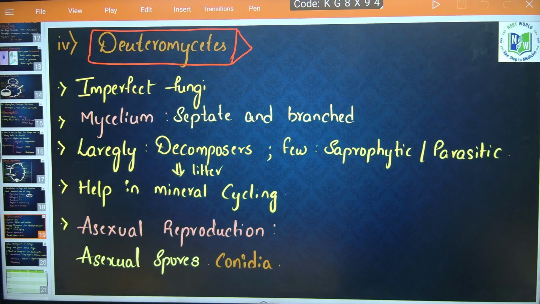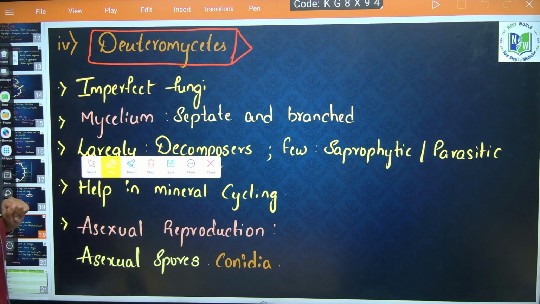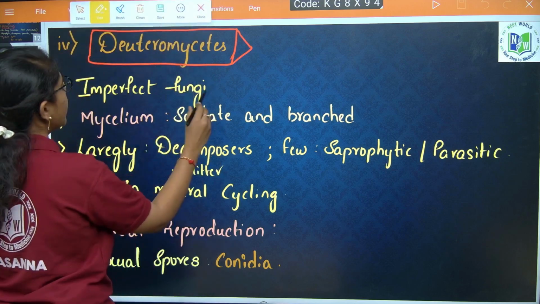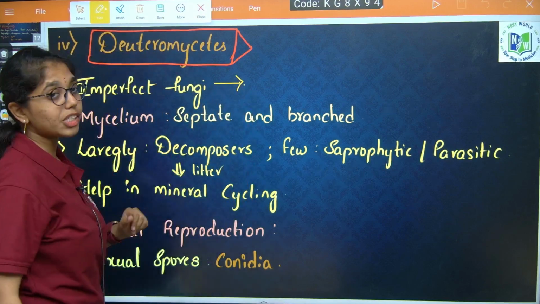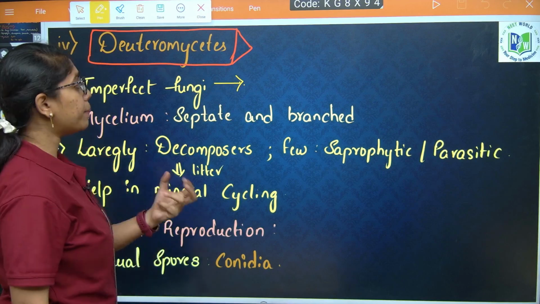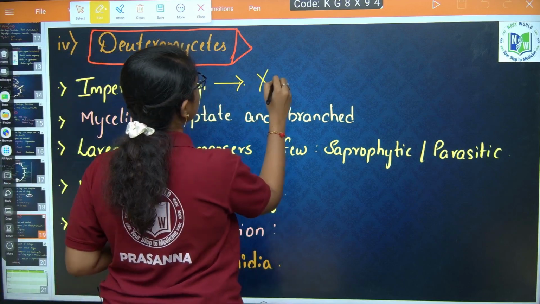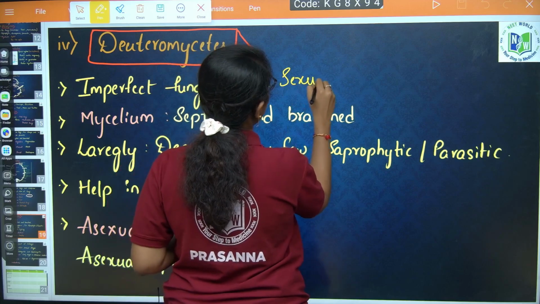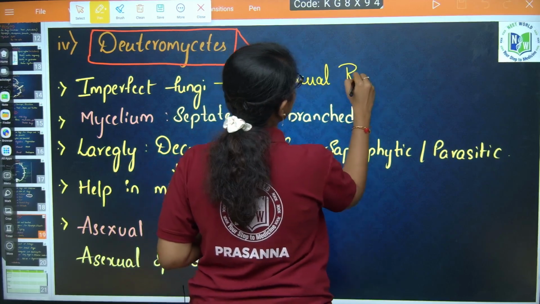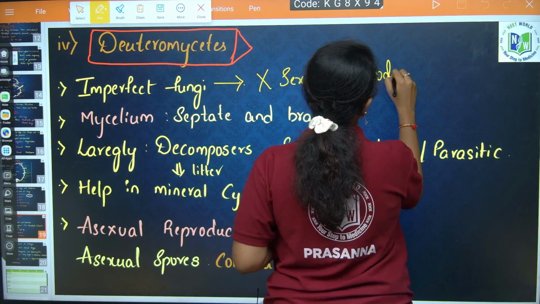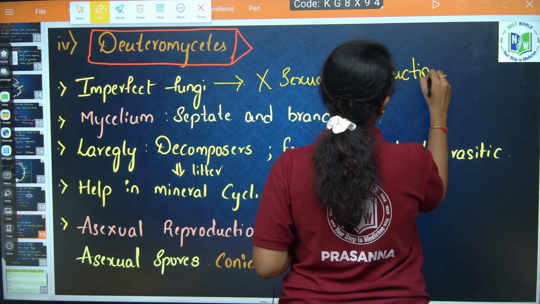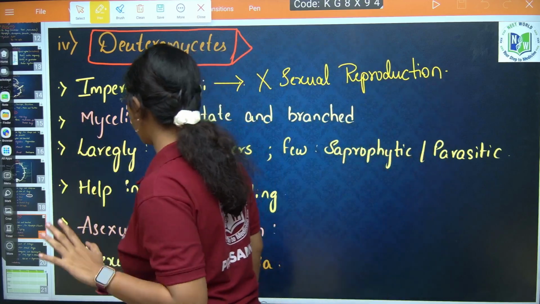Next, the last class of fungi is Deuteromycetes. This is called imperfect fungi, or fungi imperfecti, because there is no sexual reproduction that happens in this class of fungi. There is no sexual reproduction.